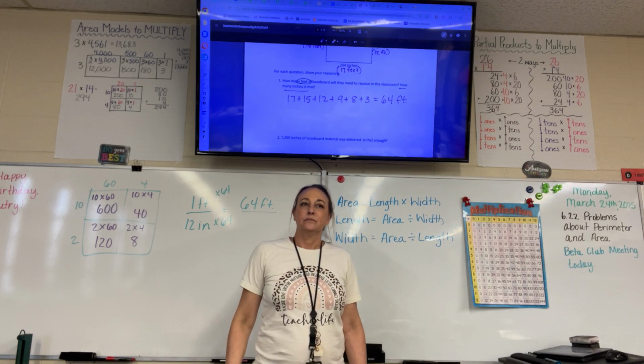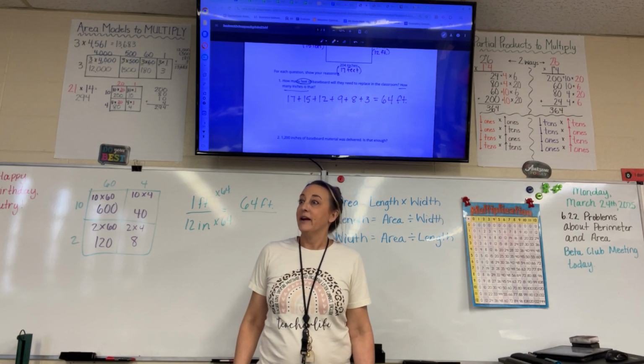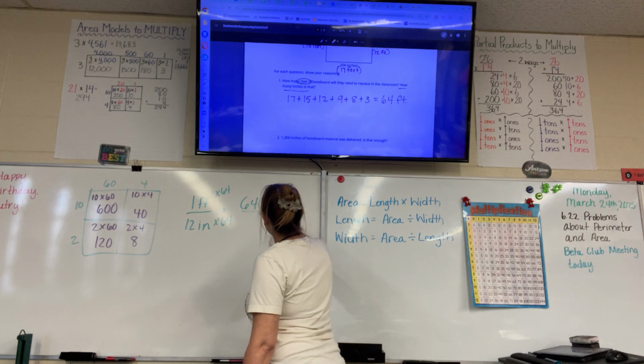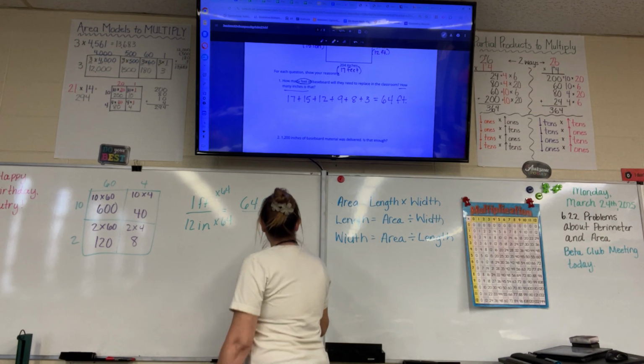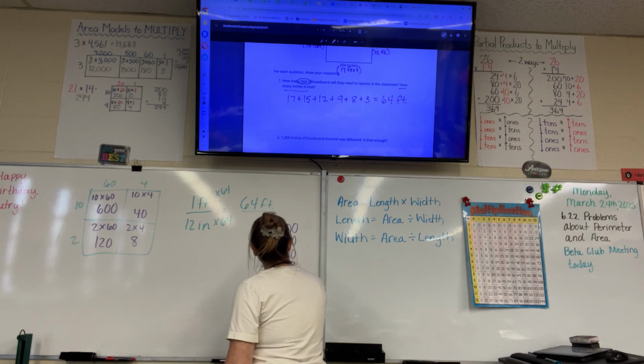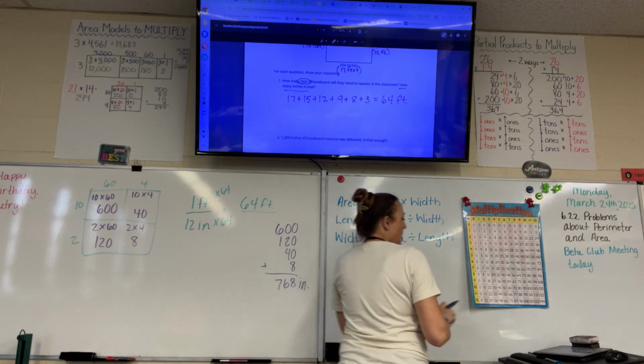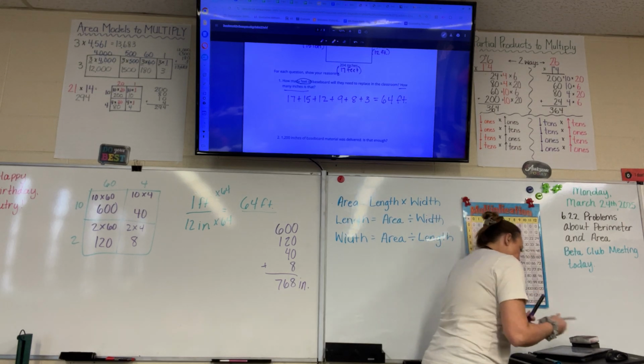We need to add them all up. Stack them and add them, right, Devin? Yes. Stack them and add them. Okay, so we have 600, 120, 40, and 80. If I add those all together, I will get 768 inches.